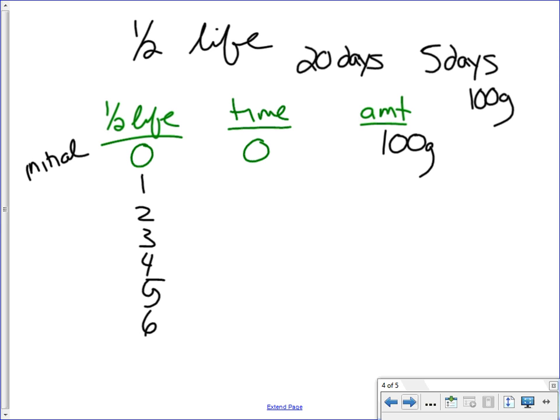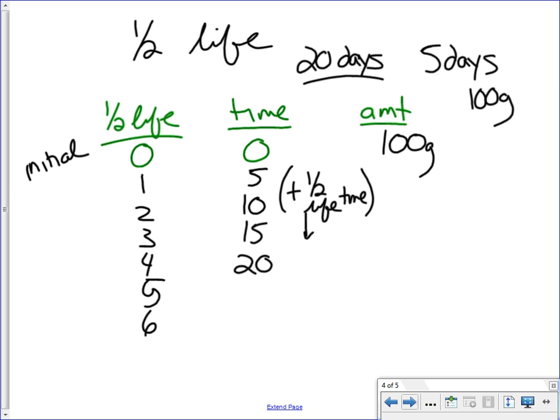And then in the time column, it's very important that you don't just keep doubling it. You need to just continue to add the half-life. So this is going to be 5, 10. My next number is not 20. Okay, my next number is 15. I just keep adding the half-life time in that column to go down. Okay, 20. And 20 matches this, so I'm done. It took me 4 half-lives.